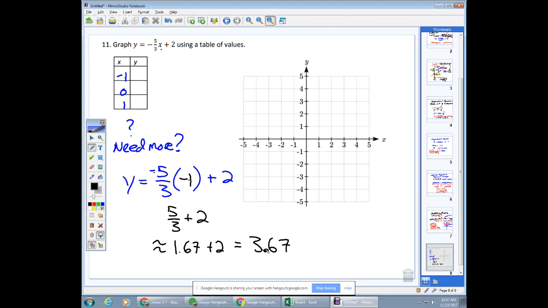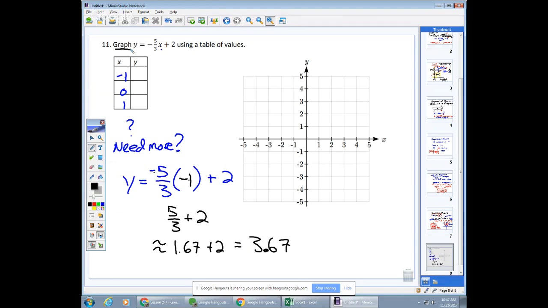Well, so the question is, what does it mean to graph? For me, it means to plot enough points so you feel comfortable connecting the dots. Could I just use the slope? Is that what you're asking? Yeah, we'll do that in just a minute. But first I just want to graph it by plotting points.